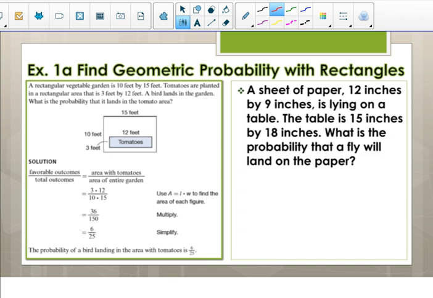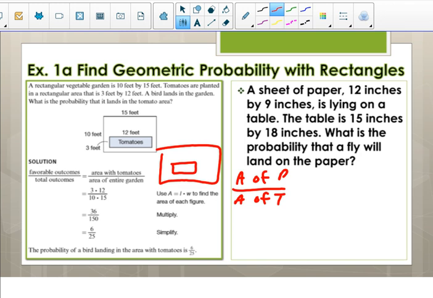So just to get a quick picture, here's your table, and then there's a piece of paper inside here. So we want to know the area of the paper divided by the area of the table. So if I substitute the numbers in, the area of the paper, they said it's 12 by 9, and the area of the table is 15 by 18. Now, I didn't do all the multiplication here. I just kept the factors in there because it's going to be easier to simplify.